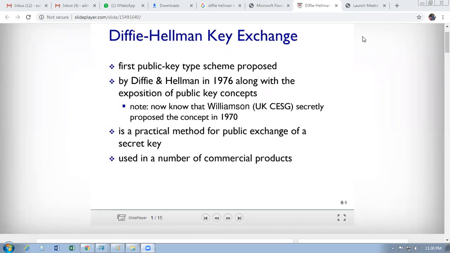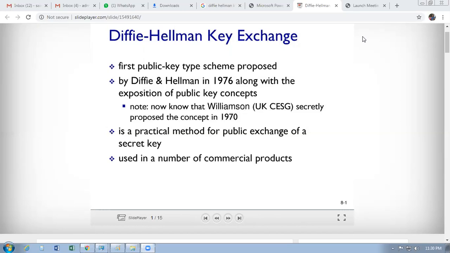Key exchange. It is the first public key type scheme. So it is a public key algorithm. I hope we know the difference between a private key algorithm and a public key algorithm. The private key algorithm means that for both encryption and decryption, we are using a single key. Whereas in public key encryption, at the sender side for encryption, you are using one key, and at the receiver side, for decryption, we are using another one. So this is public key cryptography.